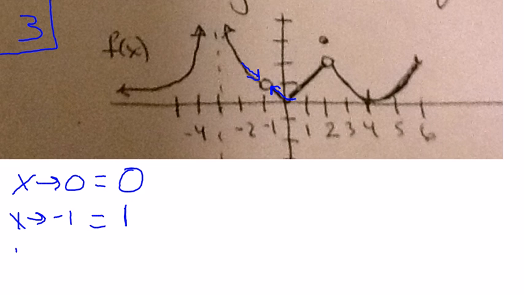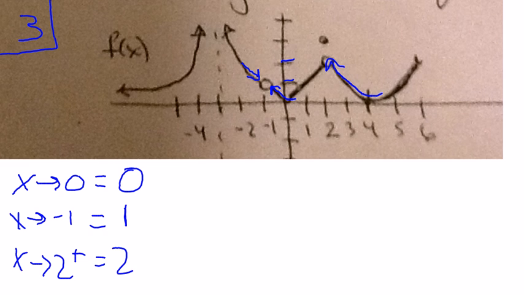Alright, part C, as x goes to 2 positive, so 2 from the right side, our function's going to boop, boop, boop. Looks like it's hitting where that hole is right there, which is (1, 2). So the limit is 2.